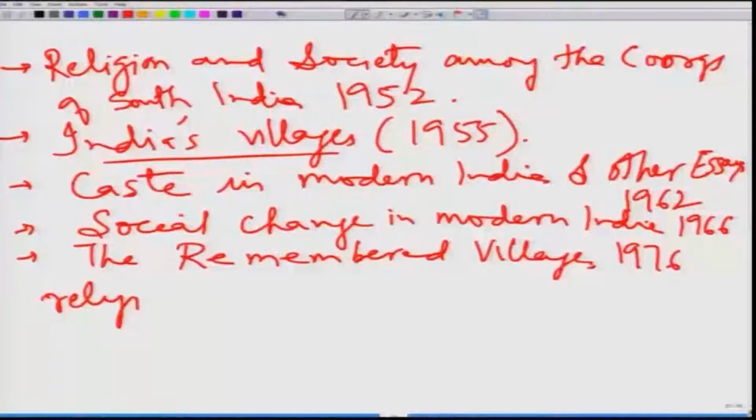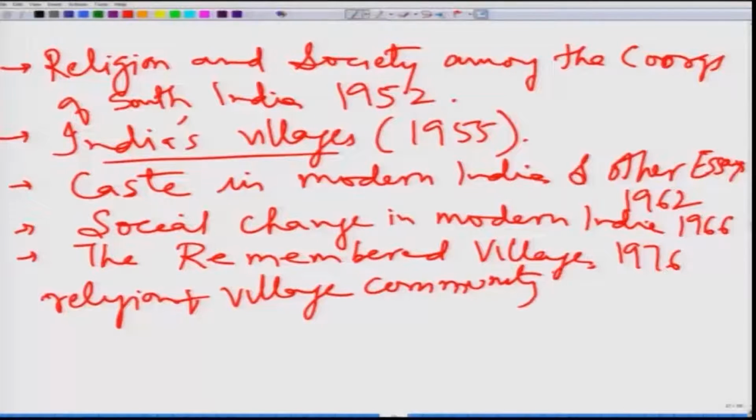Srinivas has written on many aspects of Indian society and culture, and his best contribution is to be seen in terms of the relationship between religion and the village community, and also in trying to see the relationship between caste and social change. So, virtually, we see that he was trying to link the various units and structures, and how they are linked to each other to form a bigger structure.